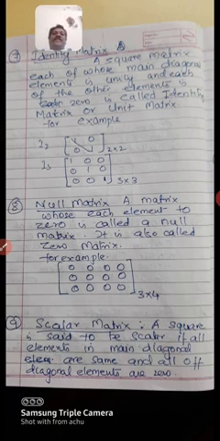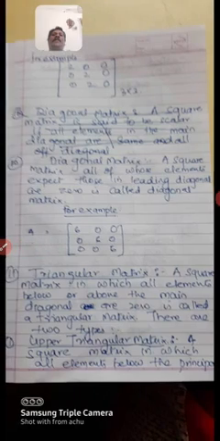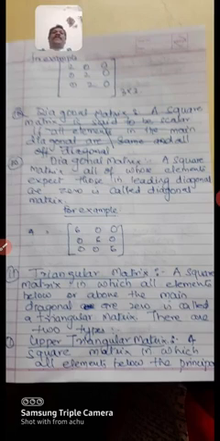Scalar matrix. A square matrix is said to be scalar if all the elements in the main diagonal are the same and all off-diagonal elements are 0. For example, this is a scalar matrix of 3 into 3. Now diagonal matrix. A diagonal matrix is a square matrix all of whose elements except those in the leading diagonal are 0. For example, 6, 6, 6 main diagonal is 6, rest all are 0.